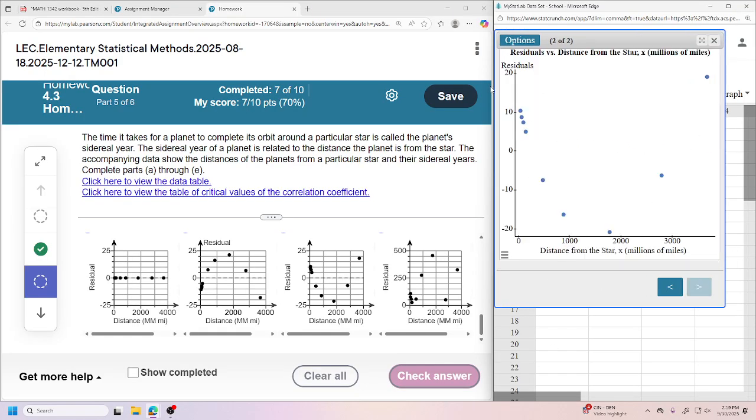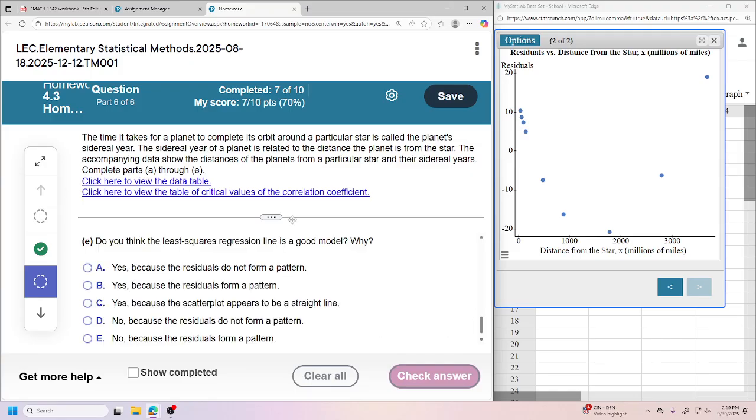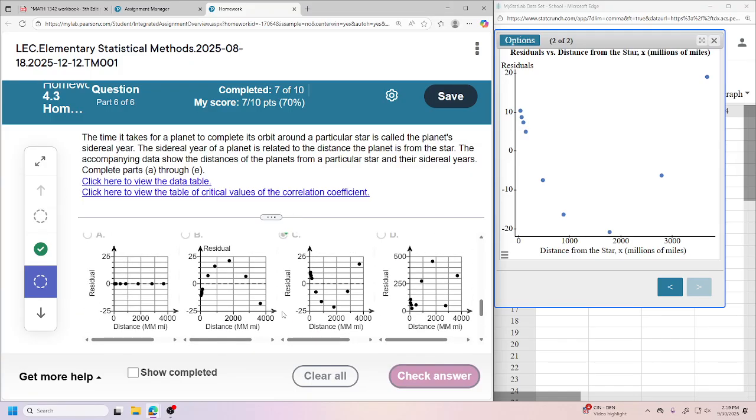Looks like a bowl. So A, B, C, or D? C. C looks like a bowl, right? I don't remember the sound effect I had last time. Sorry, so I made a new one up. Cool. And the last one.